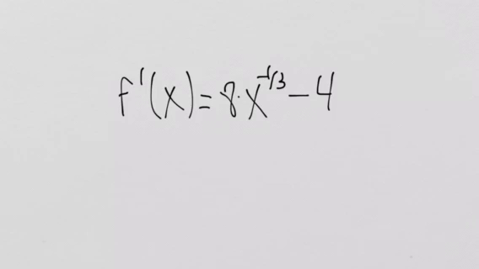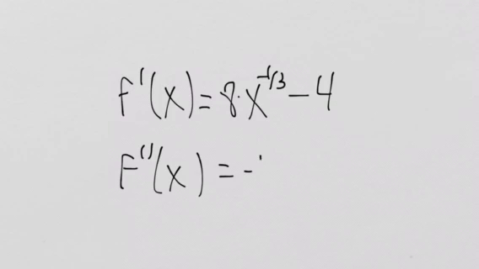Okay, now it's asking us about concavity because it's asking about points of inflection and then about concavity. So to answer both of those questions, we're going to have to take a second derivative. So we are going to do f double prime x. And I've rewritten f prime x from the first video because it's going to be easier to do the power rule if we write this as a negative exponent.